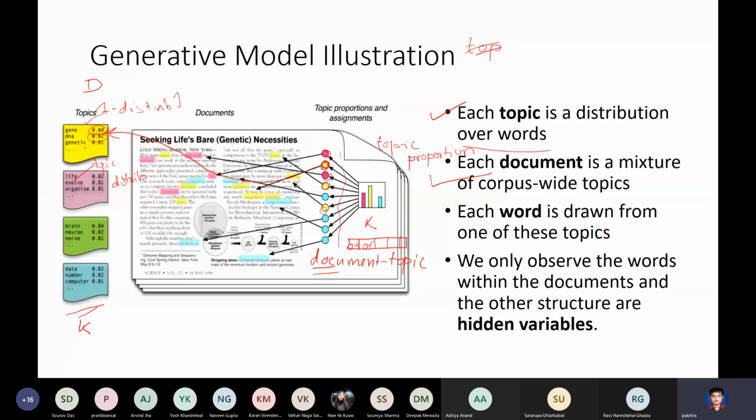And I have chosen this yellow dice. So I throw this yellow dice. One of these words will come up. Let's say the word DNA has come up.